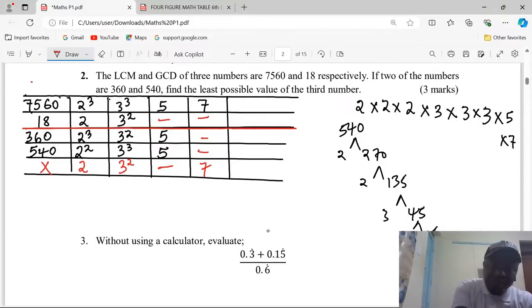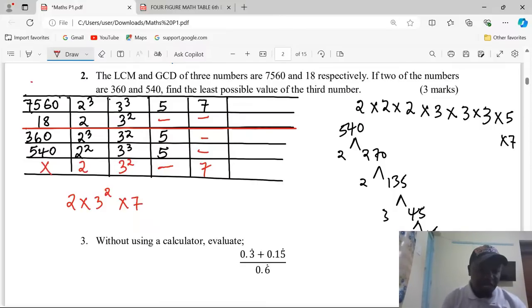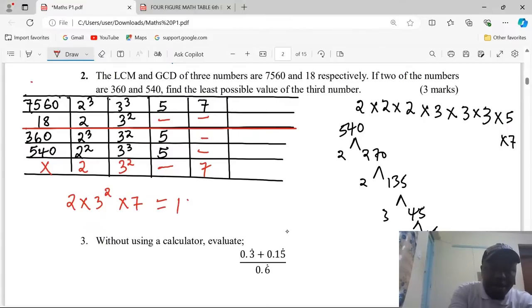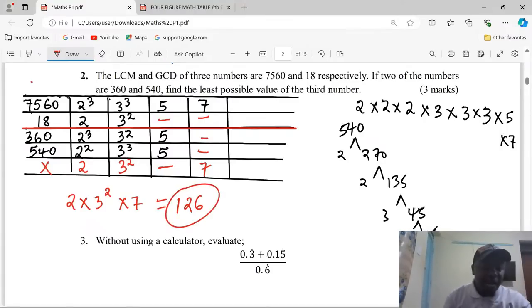All right. Now the number, minimally, though there can be other numbers, the minimum one is going to be 2 times 3 power 2 multiplied by 7. Therefore, this is going to be 2 times 9. 2 times 9 will give us 18, then times 7. This will give us 126. Yeah, 2 by 9 by 7, 126. So the number is 126. There can be other numbers now, but this one remains to be the least.